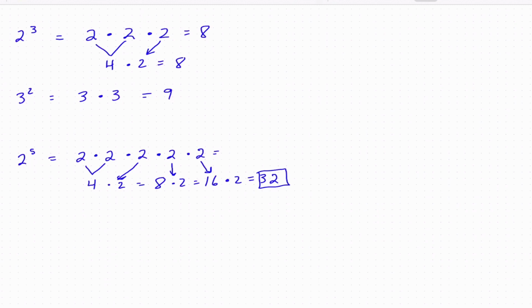We can look again at this one. 3 squared is going to equal 9. 2 cubed is going to be 8, or 2 to the power of 3. All right, so it's fairly easy, but that's powers and exponents.